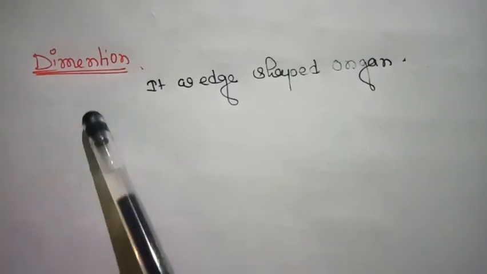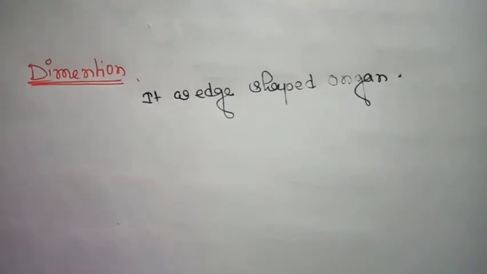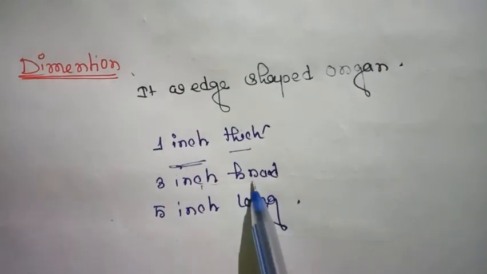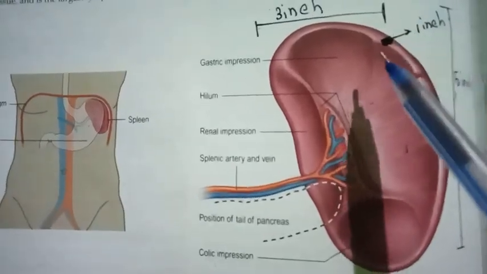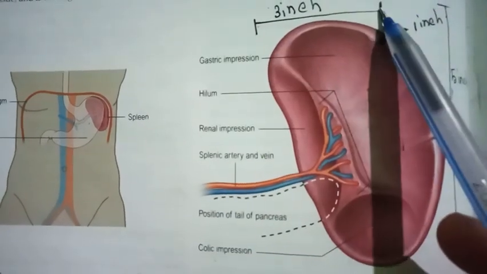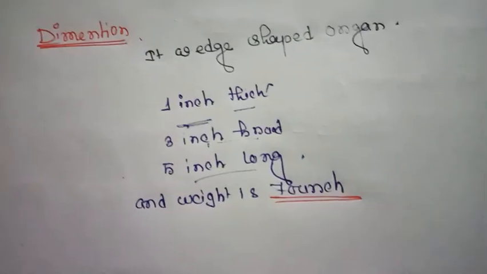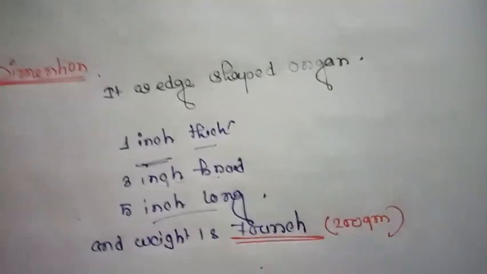Next I discuss the dimensions. The spleen is a wedge-shaped organ. It is 1 inch thick, 3 inches broad and 5 inches long, and the weight is 7 ounces, that is 200 grams.